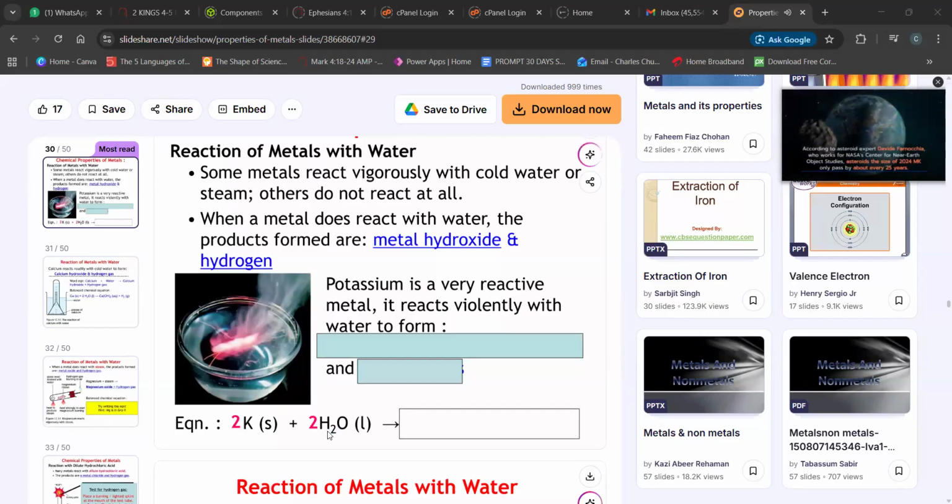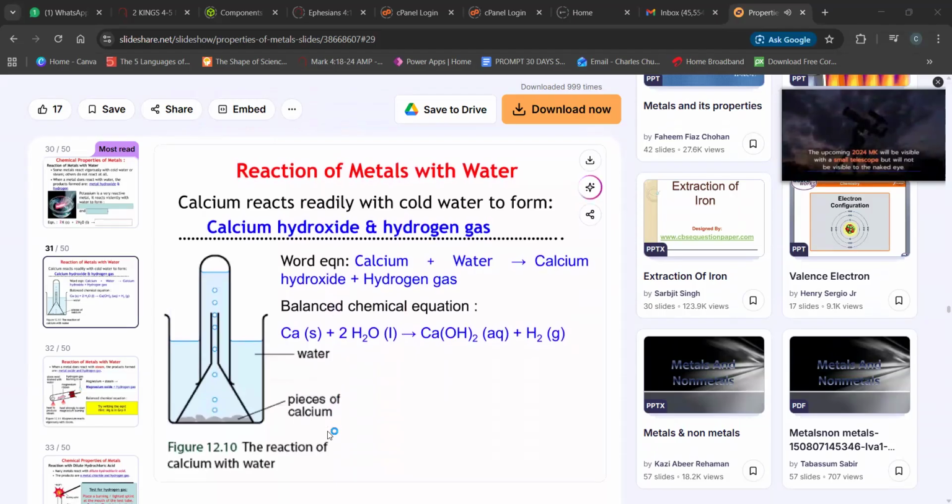It's actually a gas. And if you test that gas for what it is, you will find that it is what? Hydrogen. Did you get that? Okay. All right, so let's just remember that. Please don't forget metal hydroxide and hydrogen. Hydroxide is OH. The metal hydroxide will be the metal followed by OH, and then hydrogen is just what? H2.